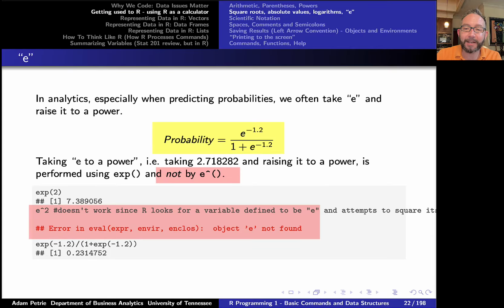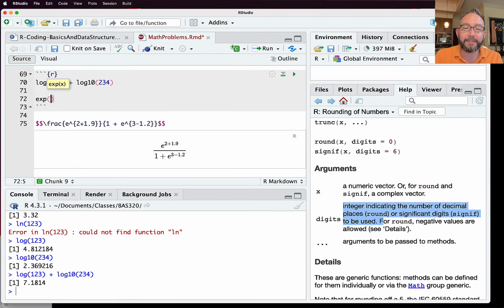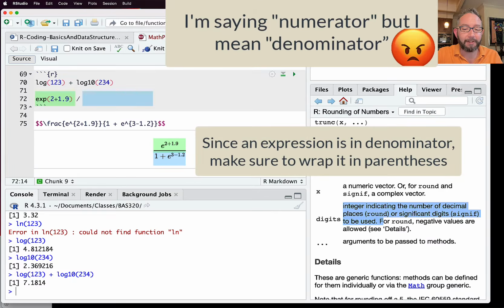So it's important to know how we take e and raise it to a power. It's not actually by doing the exponent, the shift 6, the caret, which is what we use to raise everything else to a power. Instead, there's a special function that's going to allow us to take e and raise it to a power. And that function is just going to be exp in parentheses. So if I want to evaluate e raised to the 2 plus 1.9 power, I'm going to type out exp and then in parentheses what that exponent is, 2 plus 1.9. And then here I'm going to divide this by a pretty big denominator, so I'm going to wrap that in parentheses here so it evaluates that correctly. 1 plus e raised to the 3 minus 1.2 power.